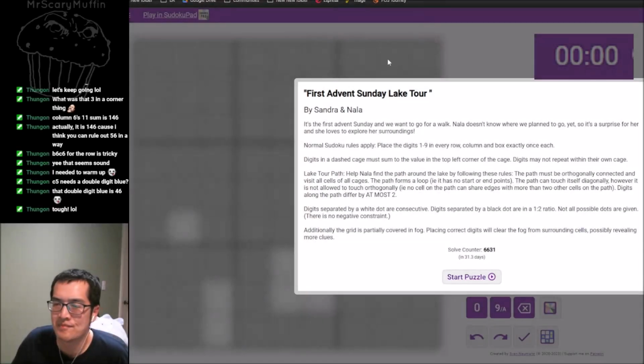What do we got here? Okay, so we got killer cages. We need to draw a path. The path is orthogonal, and then it visits all the cages. So it forms a loop.